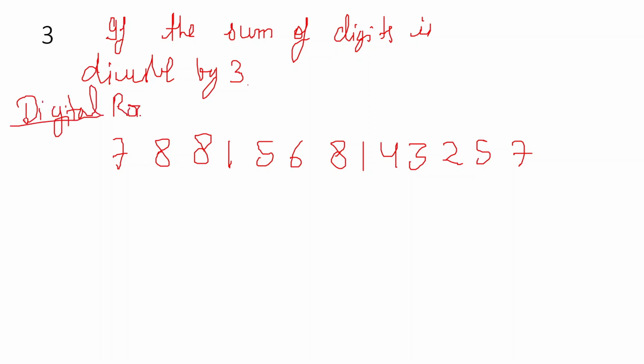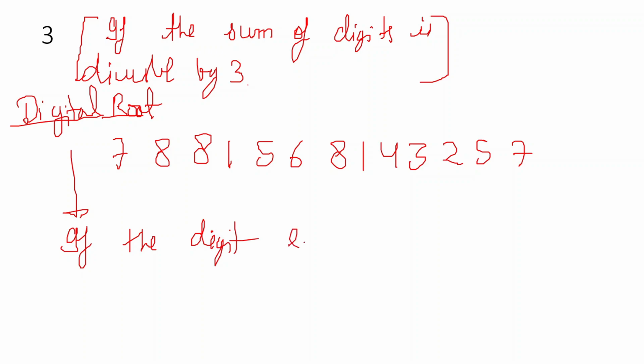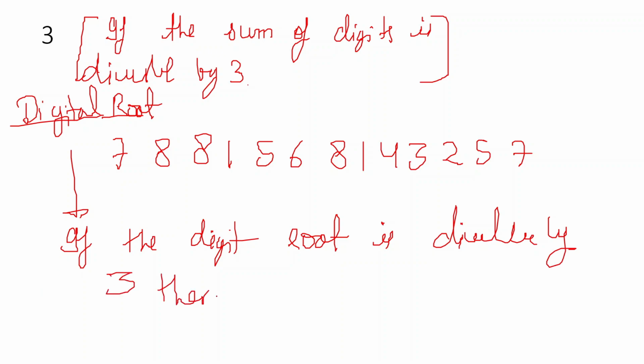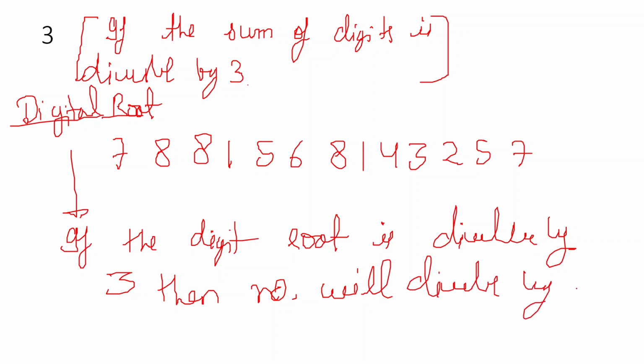Now I am changing this rule. In the books you'll get this rule, but what I am telling you, remember this rule instead: if the digital root of the number is divisible by 3, then the number will be divisible by 3. Remember this rule instead of the rule that is written in the book.